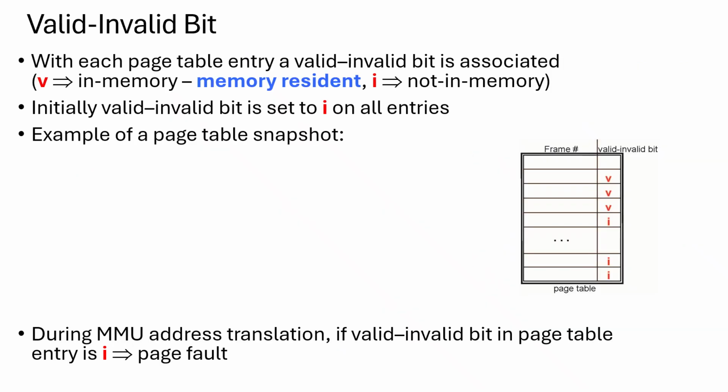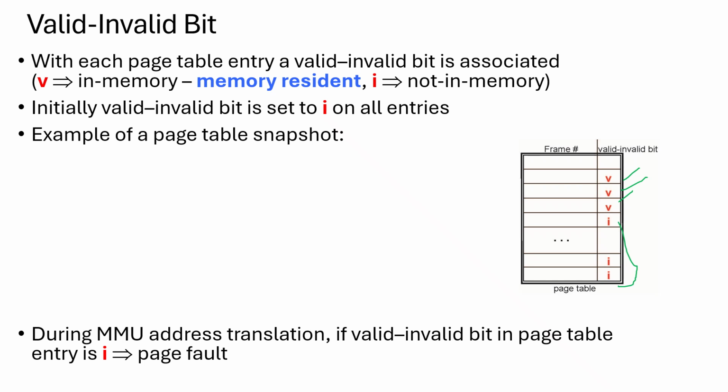Here we have a concept called the valid or invalid bit. With each page table entry, a valid or invalid bit is associated. V stands for the valid bit, meaning the page is available in memory. If the particular page is not in memory, it is called invalid. Some pages are available in the memory, and those will have a valid bit. The remaining will be invalid, meaning there is no information about those pages being available in the memory.